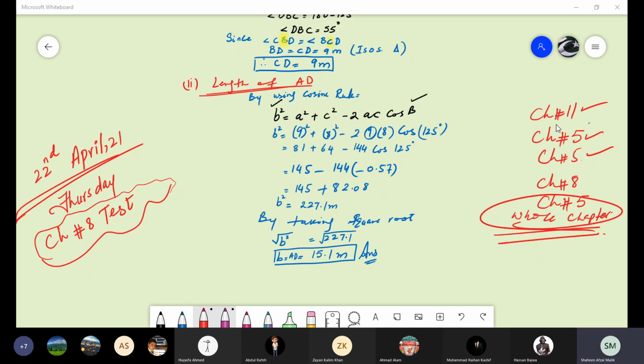Only this much for today, and be ready for the worksheets. How do you want to solve the worksheets? I will share the worksheet with you before the class, so you can take out a print, or you can solve it during the class.